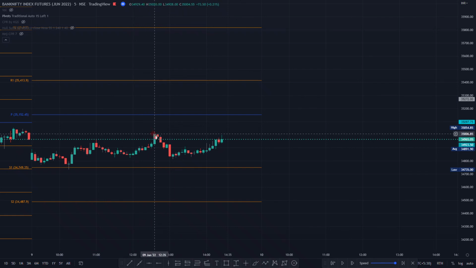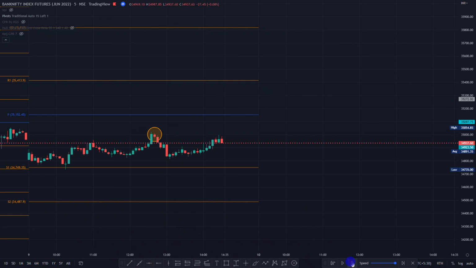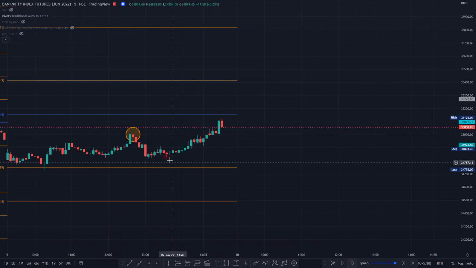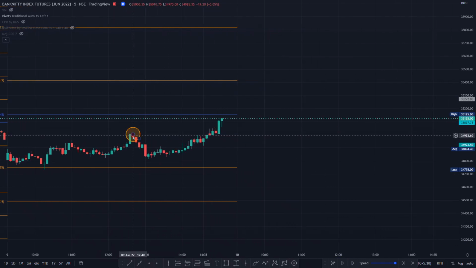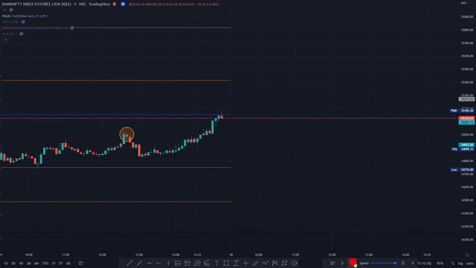But when we are said to be in an uptrend, when this price breaks and closes above this high, this is a condition which needs to be fulfilled in order for us to be in an uptrend. Are we still in an uptrend? Yes. Why? Because the price has closed above, and it started to move up again.